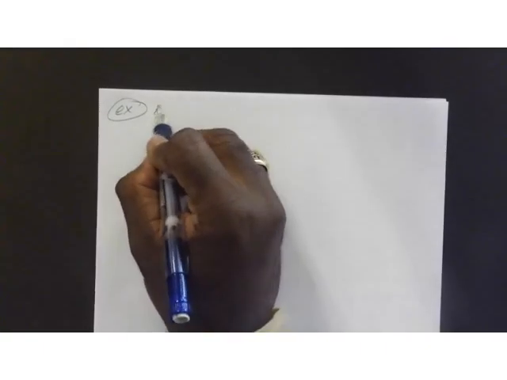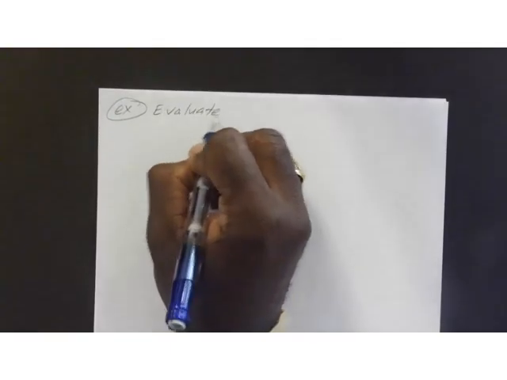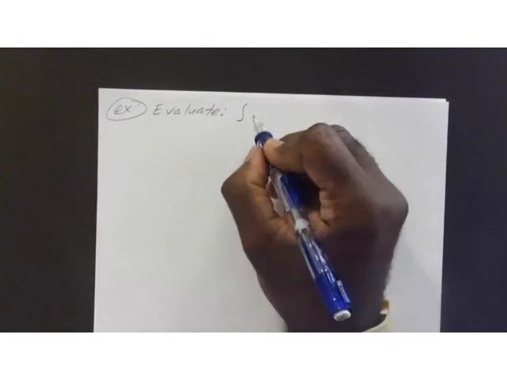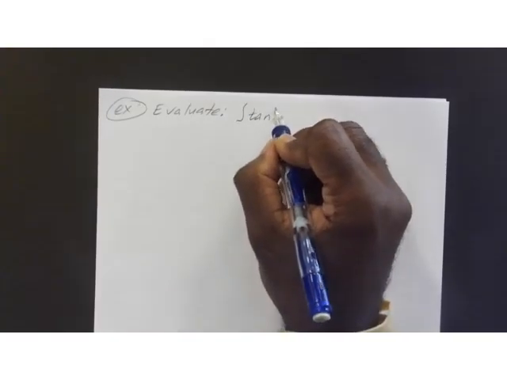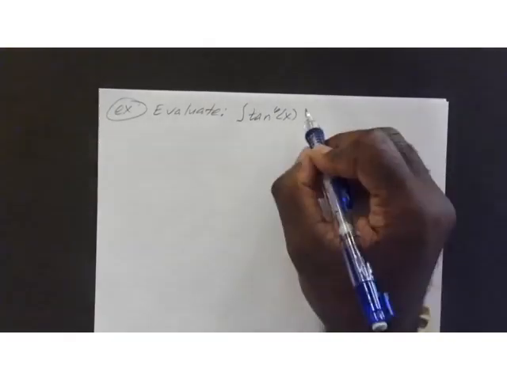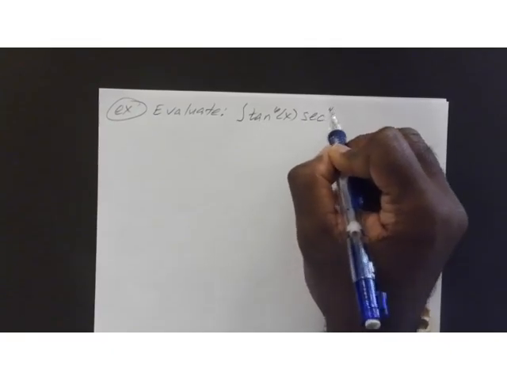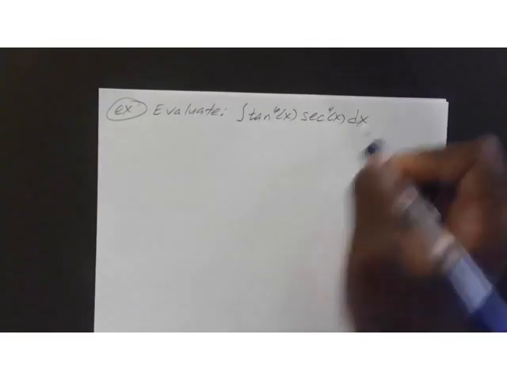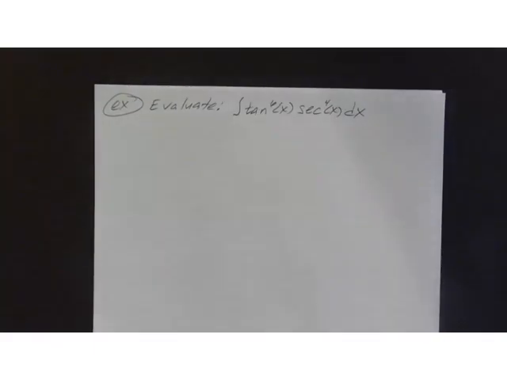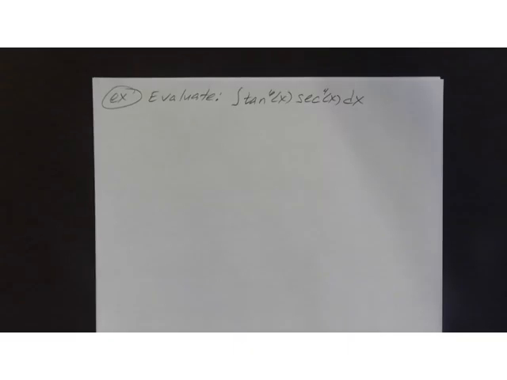Okay, so let's say if we wanted to evaluate the integral of tangent to the sixth power of x times secant to the fourth power of x with respect to x. I probably should have picked one with a different exponent. Didn't even realize I had secant to the fourth twice. Make a note of that.